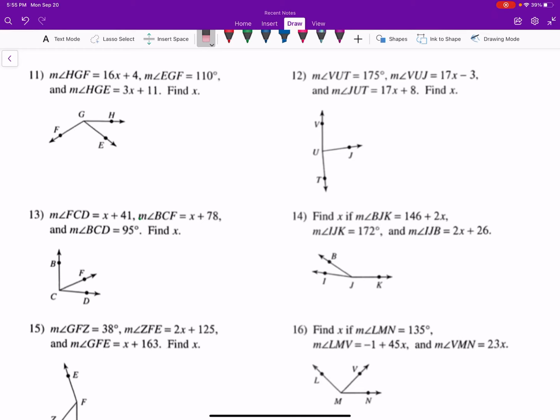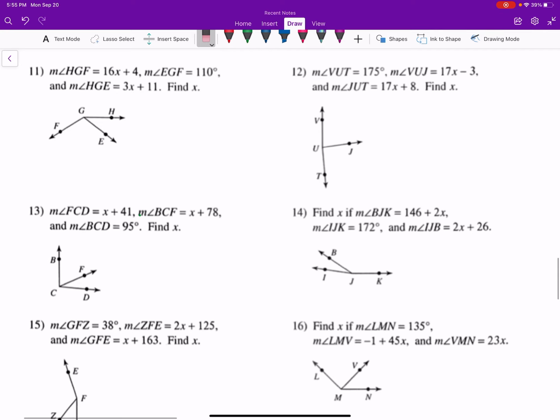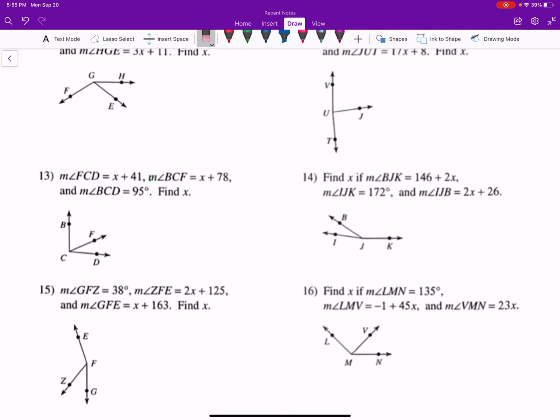Hello, students. So the rest of the problems in today's lesson, I'm going to give you a solution for, so that it helps you to solve your take-home assessment. So let's look at number 13.